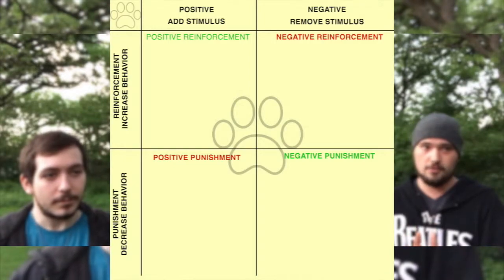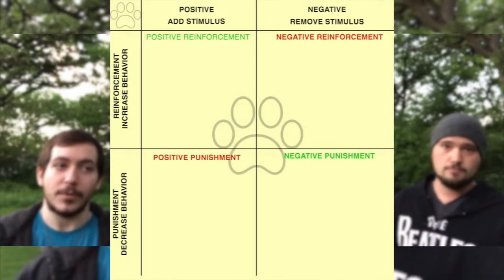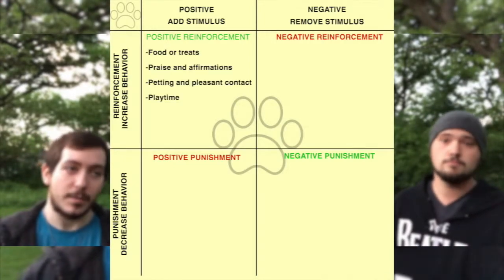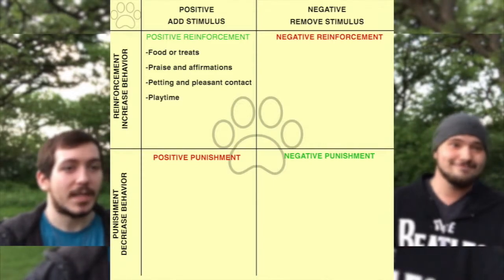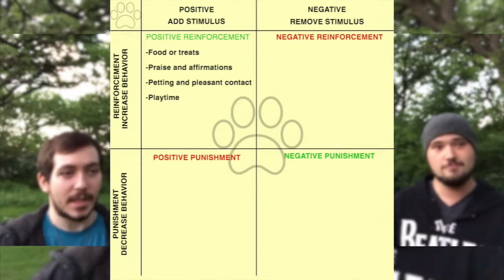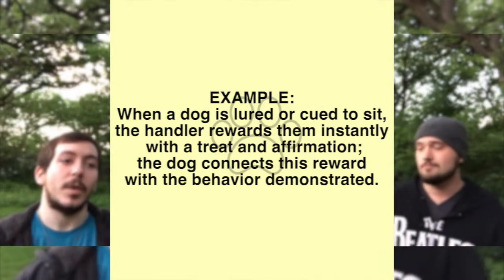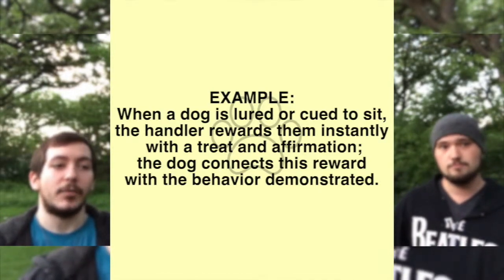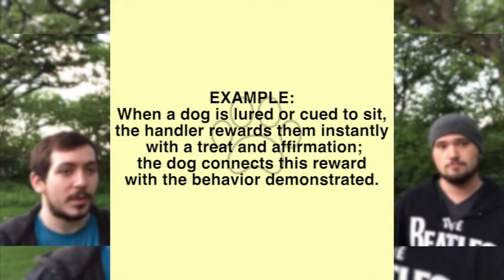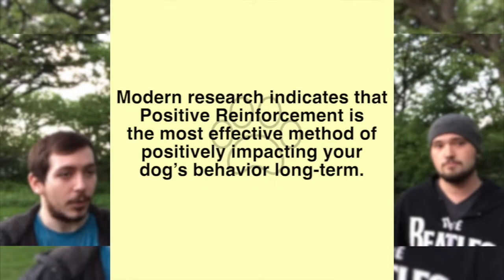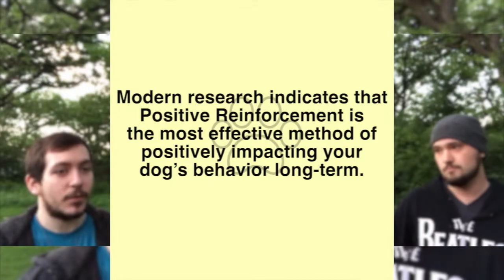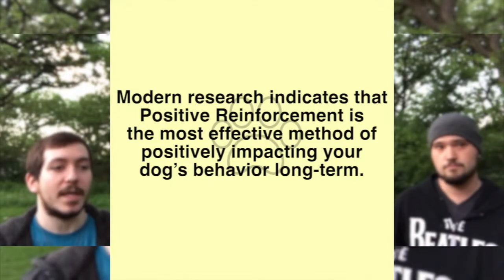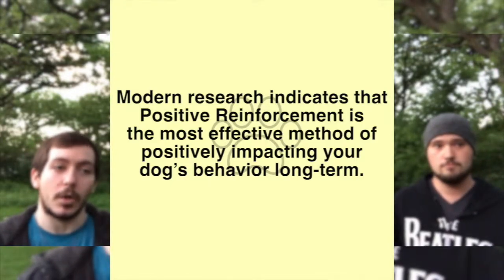Examples of positive reinforcement include giving food or treats, praise and affirmations, petting and pleasant contact, or playtime in response to a desired behavior. For example, when a dog is lured or cued to sit, the handler rewards them instantly with a treat and affirmation. The dog connects this reward with the behavior demonstrated. Modern research indicates that positive reinforcement is the most effective method of positively impacting your dog's behavior long term.